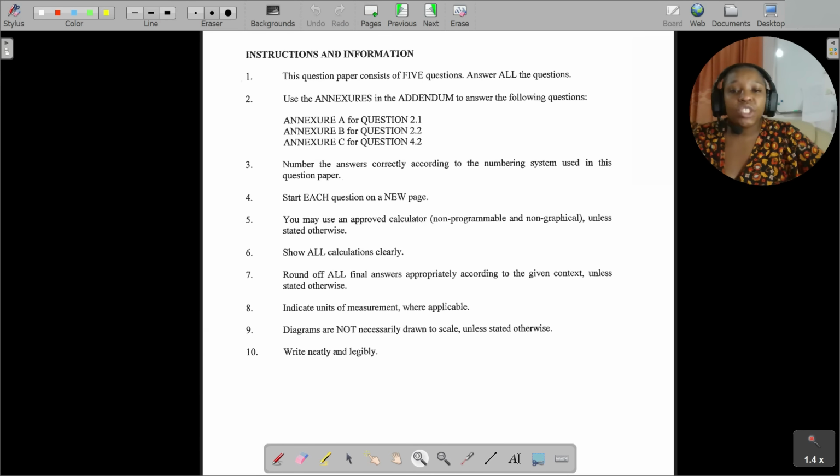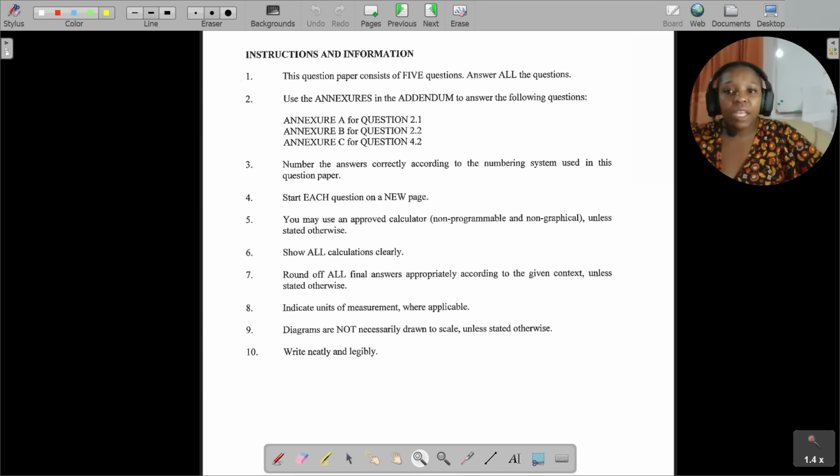You need to start each question on a new page, very important. You may use an approved calculator. You need to show all calculations clearly, and round off all final answers appropriately according to the given context. Some questions will say leave your answer in 2 decimal places, or to the nearest whole number. If they don't tell you how to round off, you can make that decision on your own. Just round off your final answers to 2 decimal places.